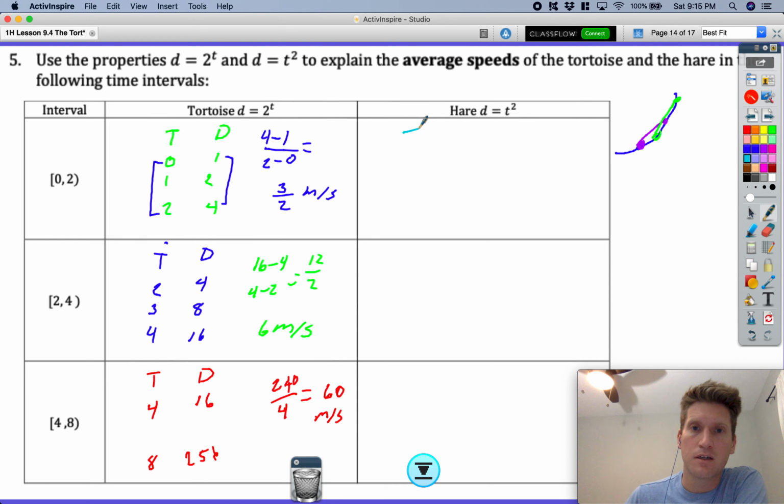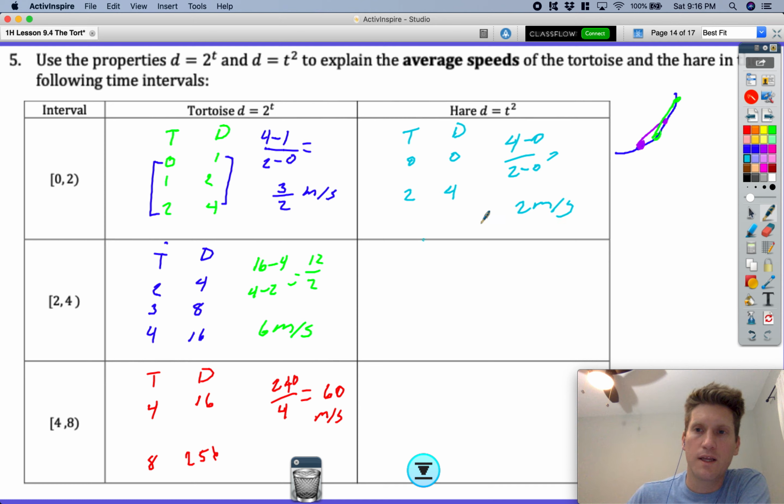So now let's look at the hare. We're going to look at the hare for distance and time. We have 0, and if we plug in 0 here, 0 to the 2nd power is just 0. And if we plug in 2, 2 to the 2nd power is 4. If we look at that, the hare was catching up to him, if you remember. So he was actually going faster right there. So distance over time would be 4 minus 0 over 2 minus 0, which gives me 2 meters a second. He's going faster than he is right here.